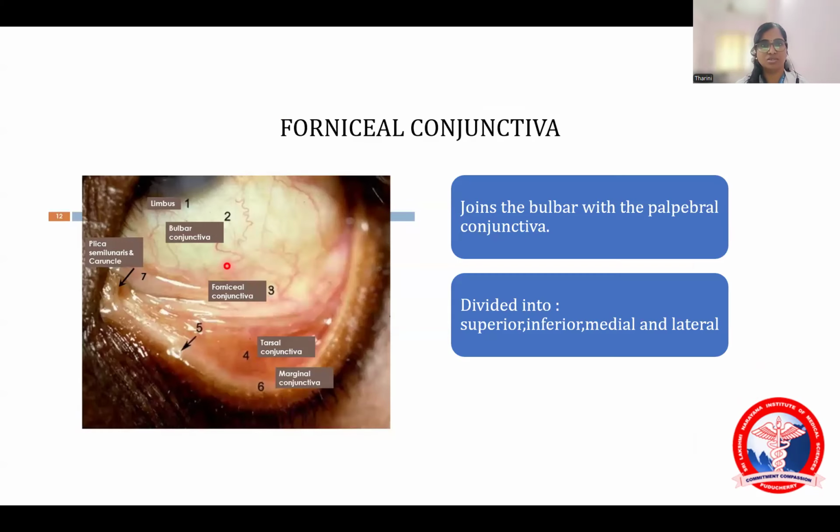Again, this picture depicts the parts of the conjunctiva. Bulbar conjunctiva has the limbal part as well as the scleral part, and this is the fornical conjunctiva. And this is the palpebral conjunctiva, which is again divided into marginal part, tarsal part, and orbital part. The fornical conjunctiva joins the bulbar conjunctiva with the palpebral conjunctiva. It is divided into superior, inferior, medial, and lateral parts.